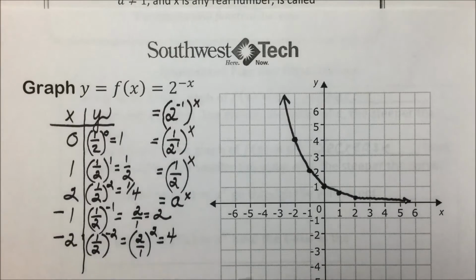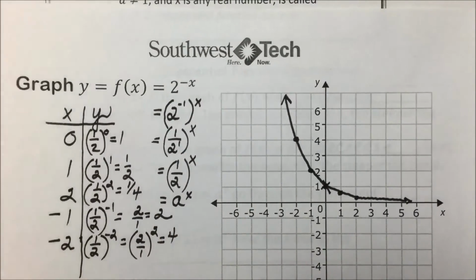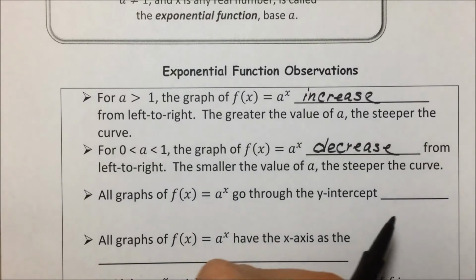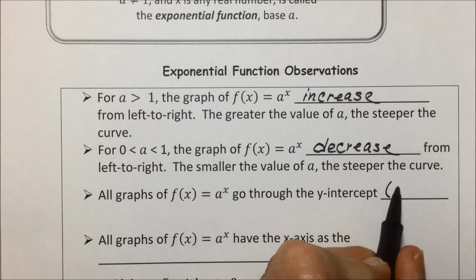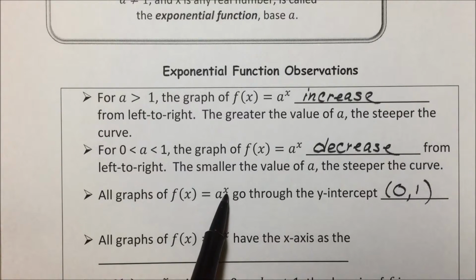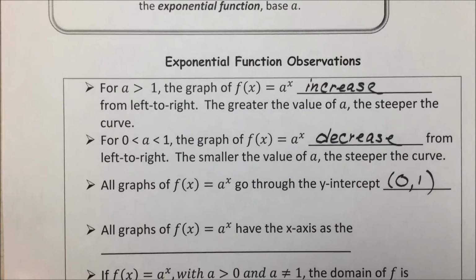I don't know if you noticed, but both of our graphs had the point 0, 1, and that's our next observation. All graphs of f of x equal to a to the x go through the y-intercept, which is 0, 1. Because of the placement of our x value, putting a 0 in there, any number raised to the 0 power is always equal to 1, and that will give us our y-intercept.